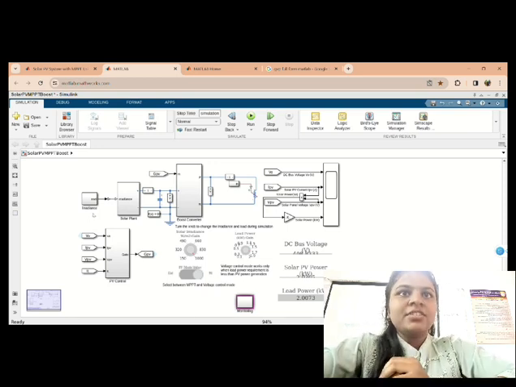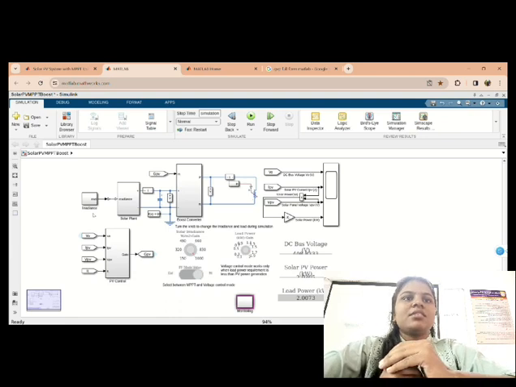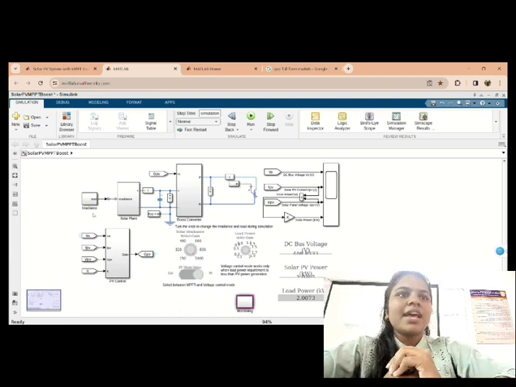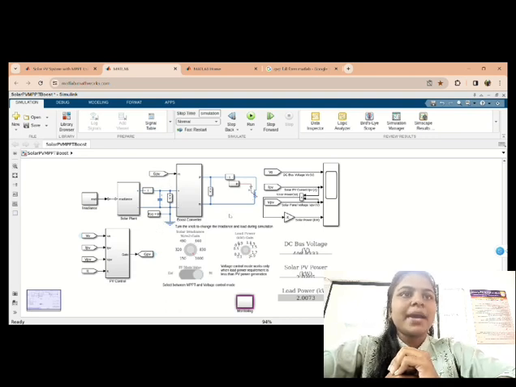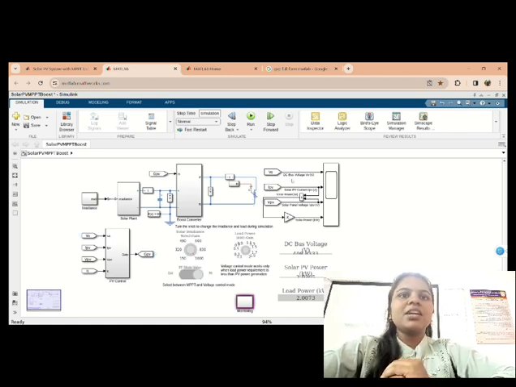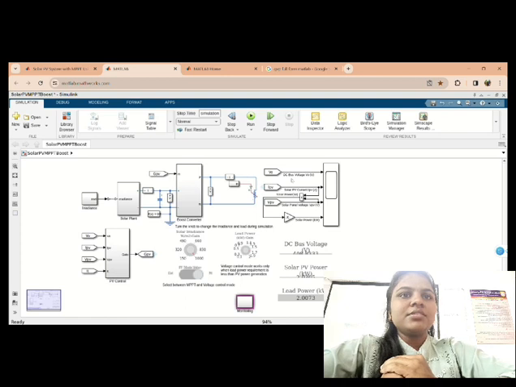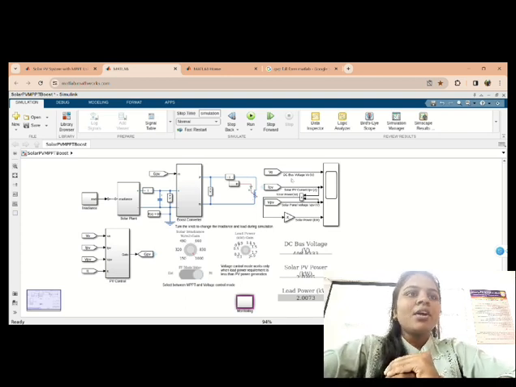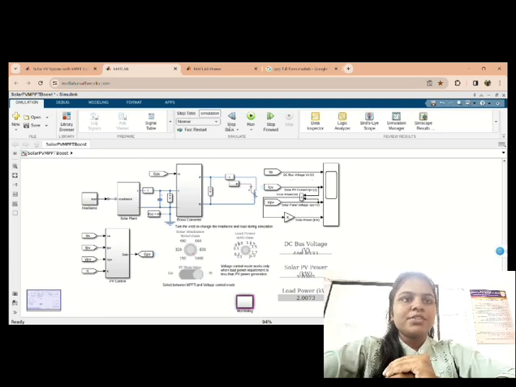The proposed system incorporates the boost converter as the MPPT controller, which efficiently regulates the voltage from the solar panel for maximum power extraction. The MPPT algorithm employed is designed to continuously track and adjust the operating point of the PV array, ensuring optimal power transfer from the solar panel to the load or energy storage.